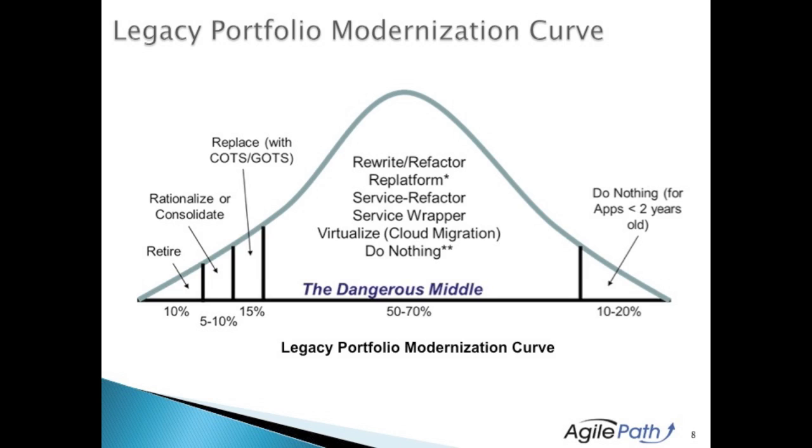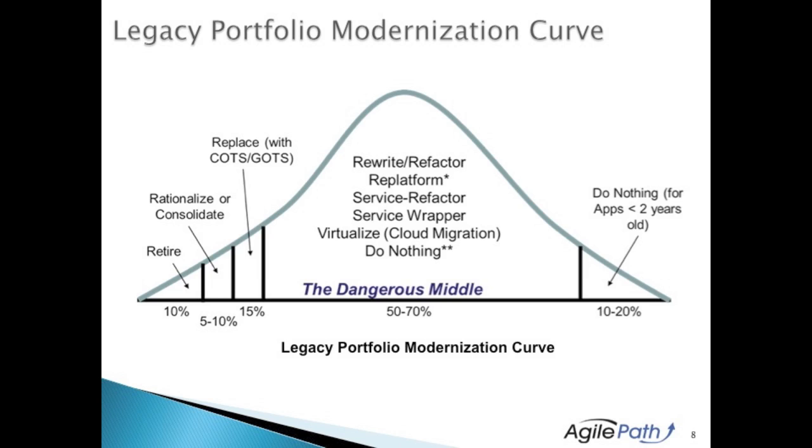Now, I'm going to go to the far right side of this curve, and there's a slice of your legacy portfolio, 10 to 20% anyways, that is a do-nothing status. And what I mean by do-nothing is that those are applications in your portfolio that are pretty new and where you wouldn't necessarily try to do anything with them right now.